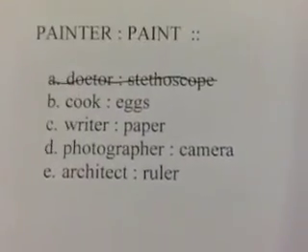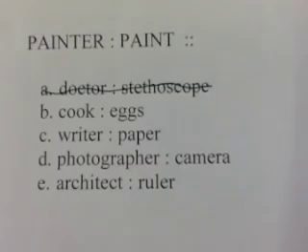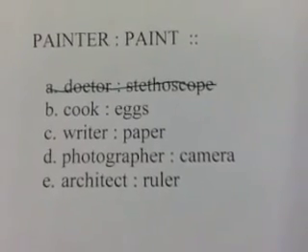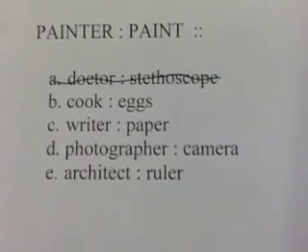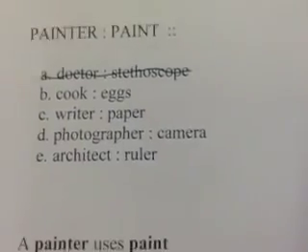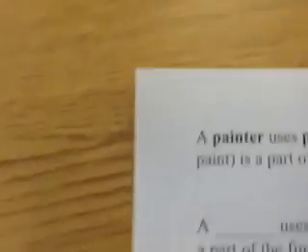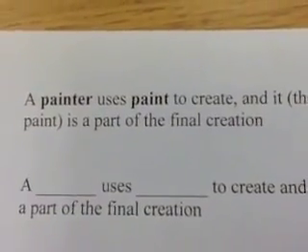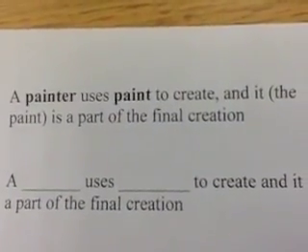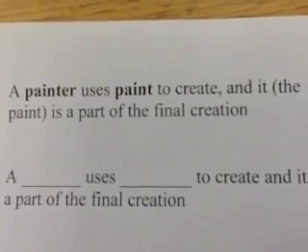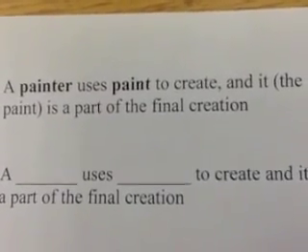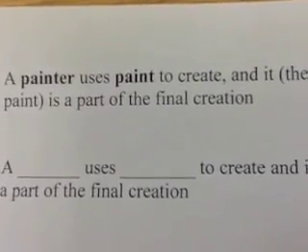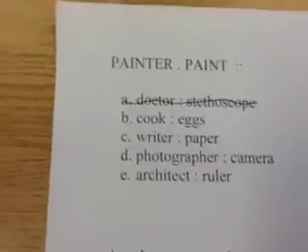Let's think about this. A painter is using paint to create. Where does the paint end up in the final creation? That's important. I think it's going to help us out. A painter uses paint to create, and that paint is a part of the final creation. In other words, when you're looking at a painting, the paint is right there in it. You can see it. It's part of what the painter has made. Let's go back and look.